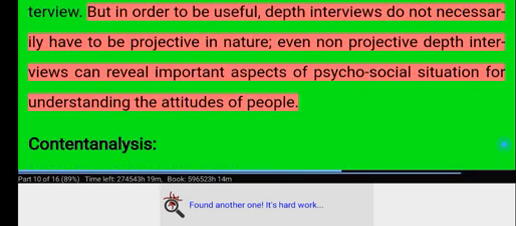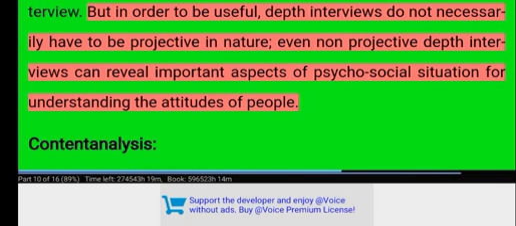But in order to be useful, depth interviews do not necessarily have to be projective in nature. Even non-projective depth interviews can reveal important aspects of psychosocial situation for understanding the attitudes of people.